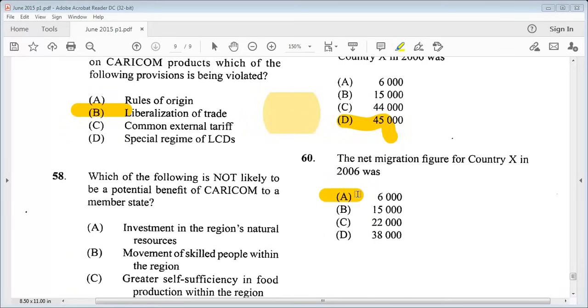So this is it. We have come to the end of the CSEC Social Studies May/June 2015 Paper 1.